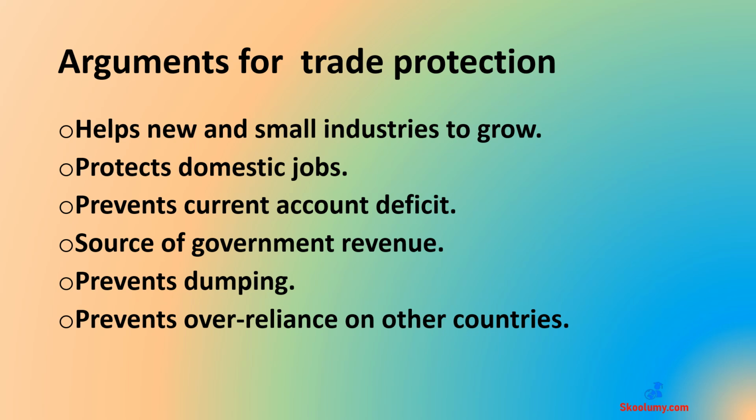The arguments for trade protection are the advantages of restricting trade. The advantages include the following. It helps new and small industries to grow. Protects domestic jobs. Prevents current account deficit. Source of government revenue. Prevents dumping. And prevents over-reliance on other countries.